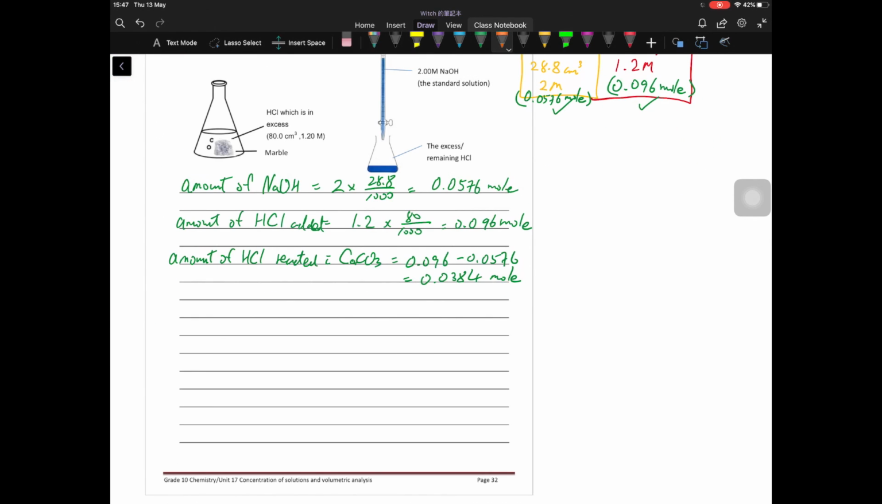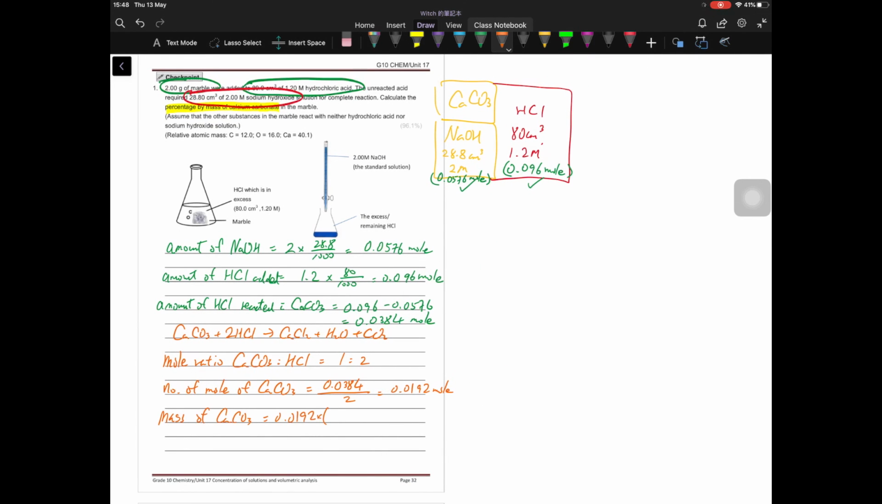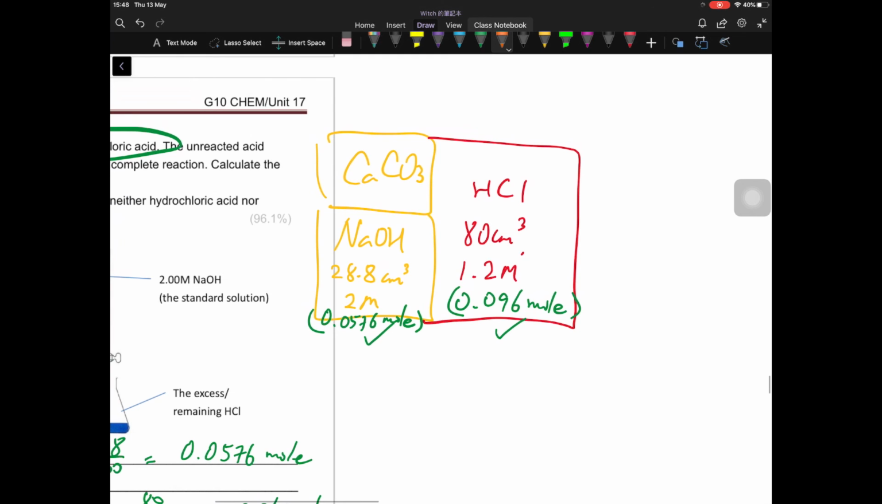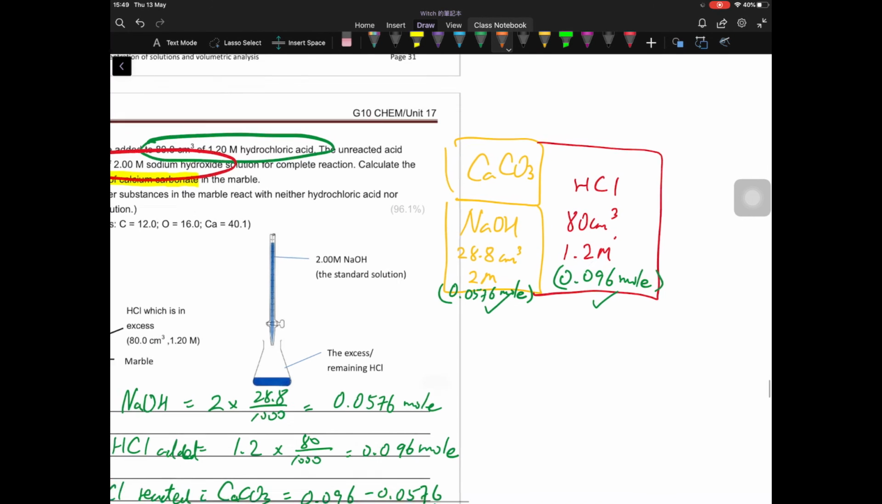Next, we need to write down the chemical equation between the calcium carbonate and HCl. Again, from the mole ratio, we can find out the number of moles of calcium carbonate, and hence its mass, number of moles times molar mass, 1.9 something gram. So finally, the percentage by mass of calcium carbonate is 96.1. So you can see it is easy for you to understand in case you draw such pictures. And here we go further to study one more question.